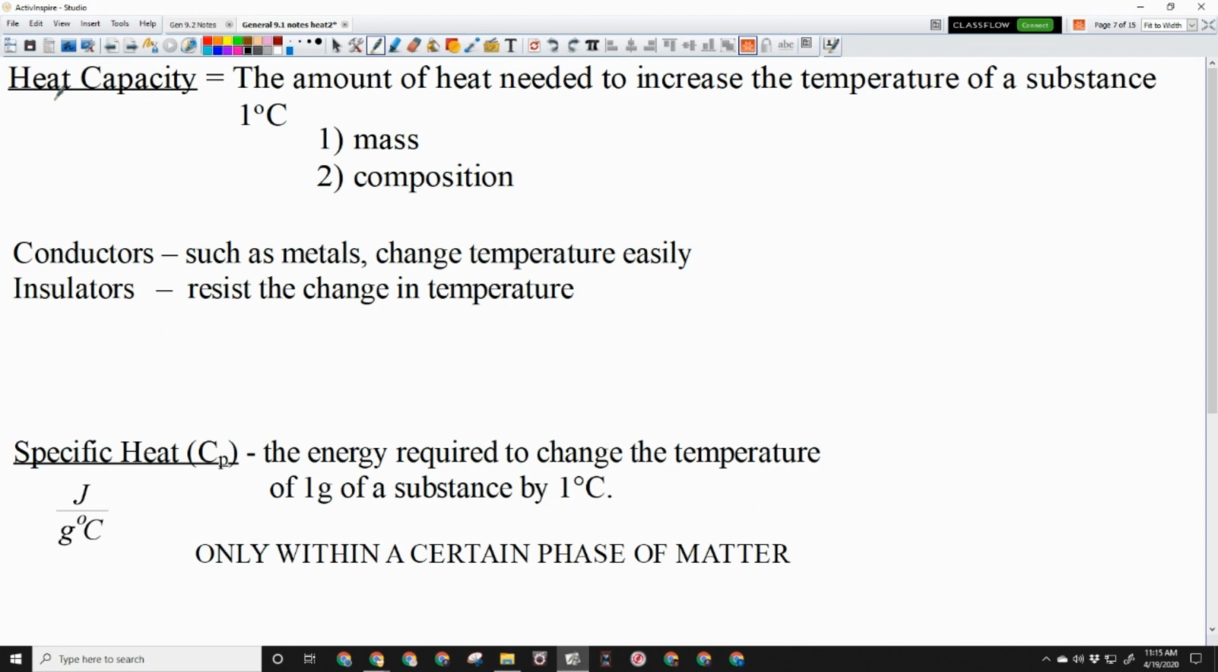All right, finally, heat capacity. Heat capacity is defined as the amount of heat that's needed to increase the temperature of a substance by 1 degree Celsius. So there's two things that this heat capacity is dependent on, and that's the mass of the substance and the composition. So say, for example, we're talking about water. If we take just a glass of water and we go set out beside our pool, this water we may have gotten from the refrigerator, so it's at a nice cool temperature.